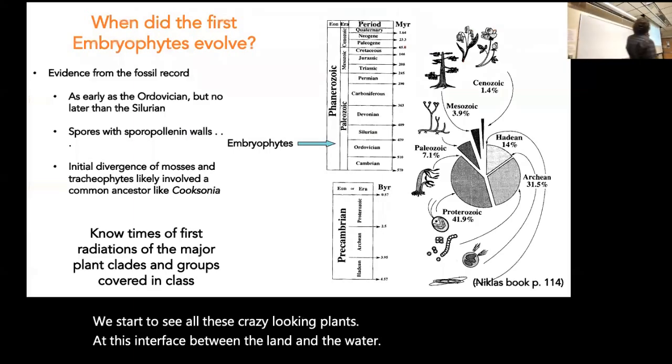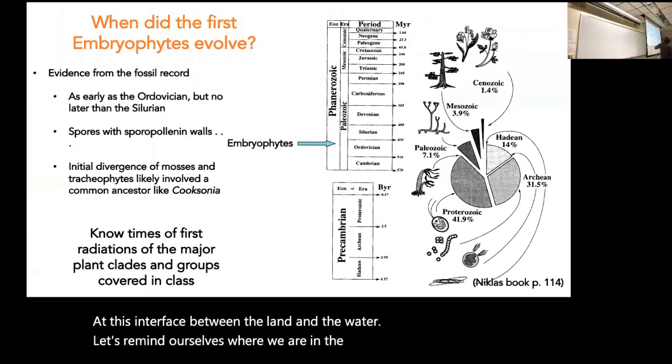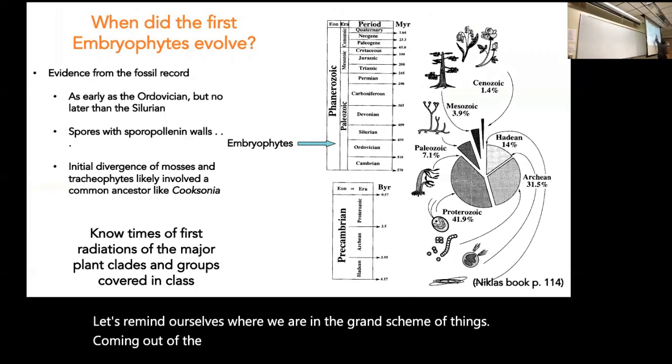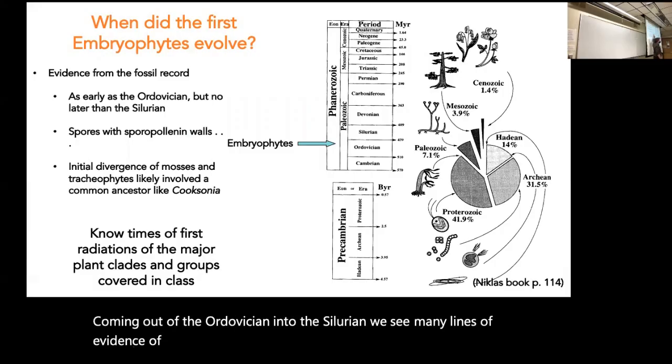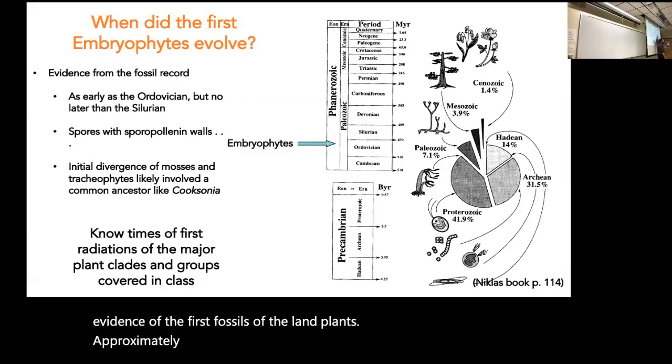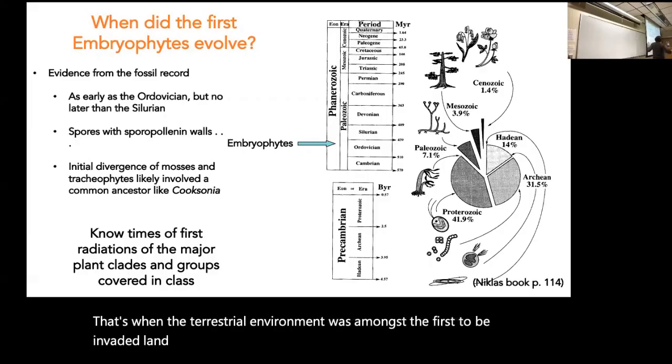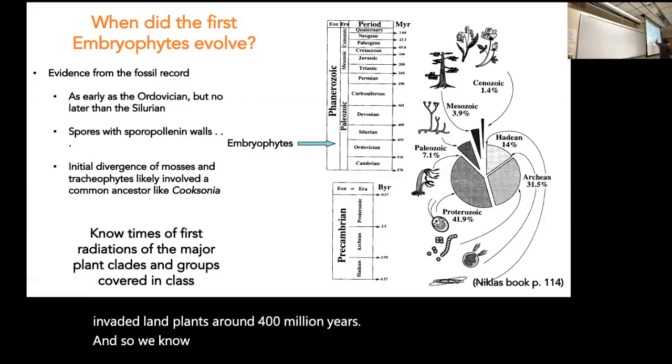Let's remind ourselves where we are in the grand scheme of things. Coming out of the Ordovician into the Silurian, we see many lines of evidence of the first fossils of the land plants, approximately 440 million years ago. That's when the terrestrial environment was amongst the first to be invaded by land plants, around 400 million years ago. And we know this based on many bits of evidence. All right, so that's basically when everything began.